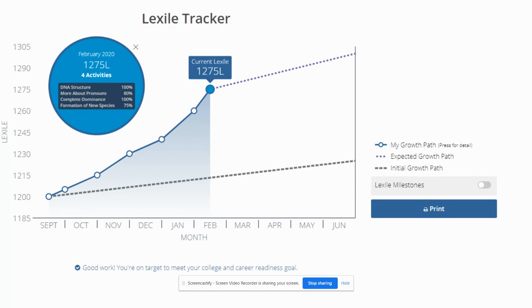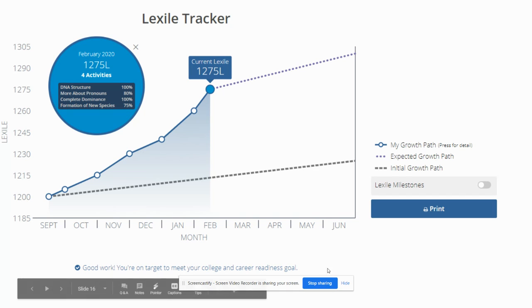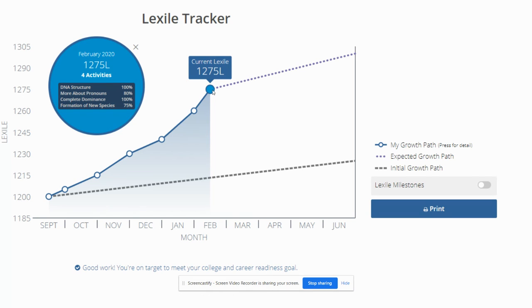This is what it looks like once we actually punch into the little dots, the little circles that you see within the graph. If you notice here, I've highlighted that particular dot, and the current Lexile here for this student would be 1275 Lexile. These are the articles so far that are under the student's belt, and this is of course a demo, but this is something that you can definitely look into as you're working through Achieve 3000 with your kids. Each of the articles are going to be listed and their score.